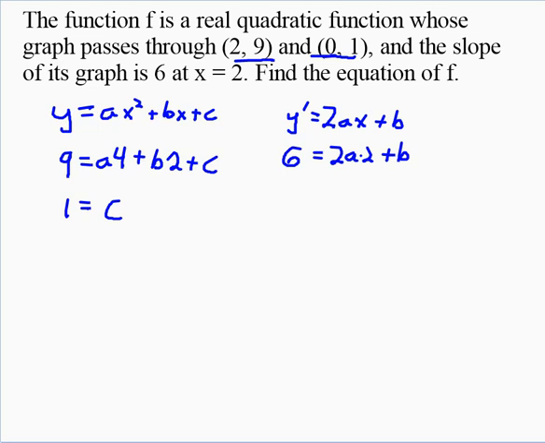So we can rewrite a couple of these. Here, let's make this a little nicer. This is 4a plus b equals 6. Over here, we know that c is 1. So I'll go ahead and subtract 1 from both sides, which would give me an 8. Oops. And then we have 4a plus 2b.